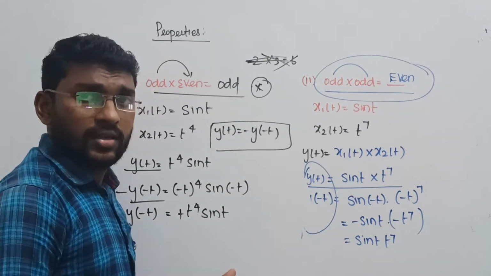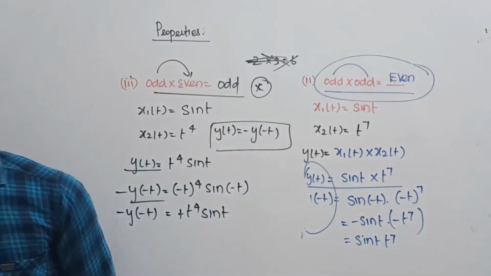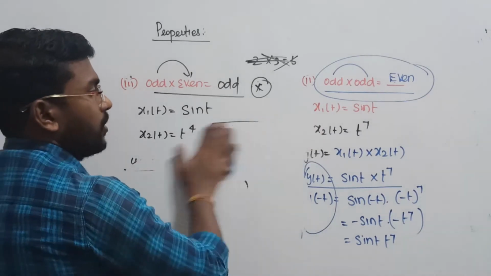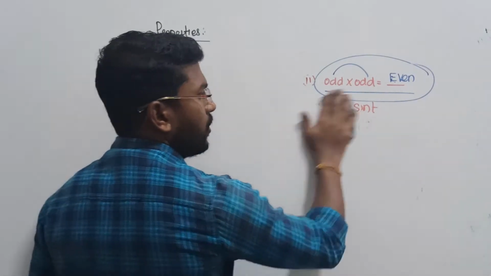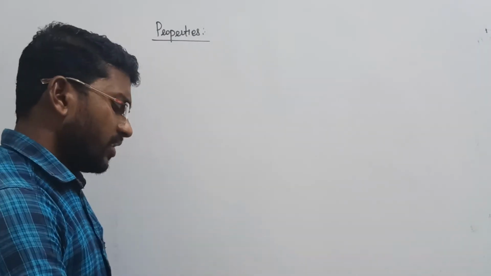Now with this, if we are given a big example, you can easily find out the odd and even part. Let us say we know the properties now. We know all the properties of the even and odd part of the signal, right? So with this, let us proceed.